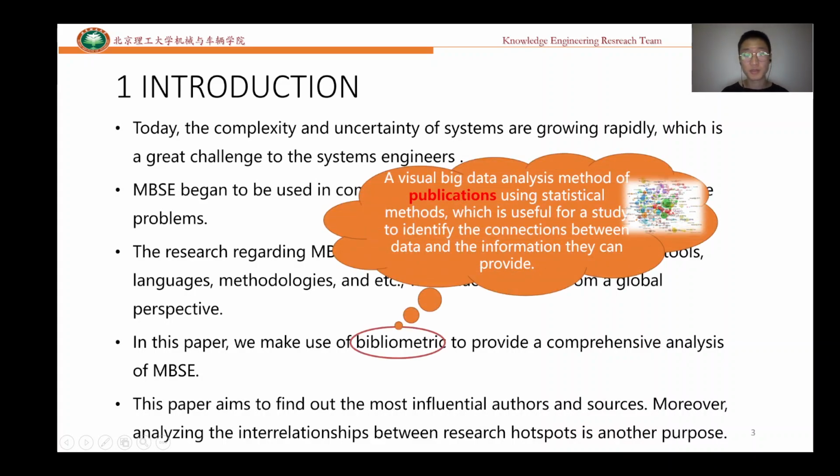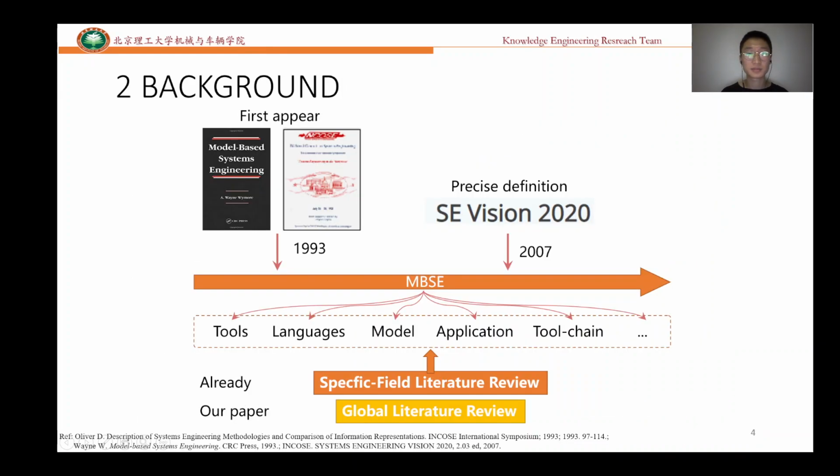Bibliometrics is a visual big data analysis method of publications using statistical methods, which is useful for studies to identify the connections between data and the information they can provide. This paper aims to find out the most influential authors and sources. Moreover, analyzing the interrelationships between research hotspots is another purpose.